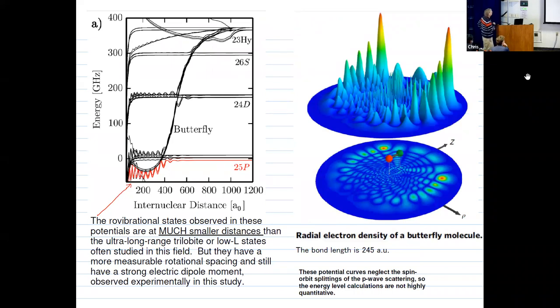So let me talk a little about this. This is the potential curves they use in their study, in our study, to interpret their experimental data. They were looking at the vibrational and rotational levels in these lower wells. See, it's not so ultra long range now. It's only a couple hundred Bohr radii, which has some advantages. Namely, you get a much larger rotational space.